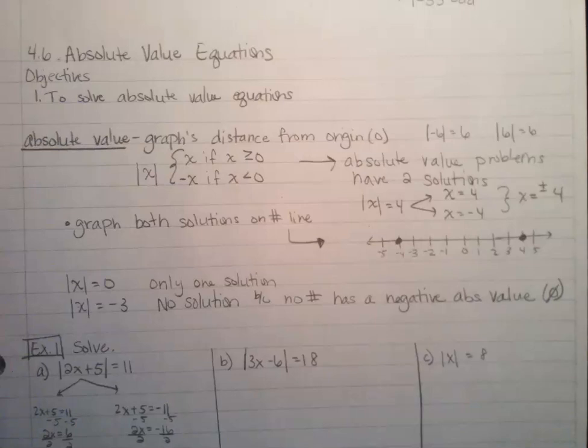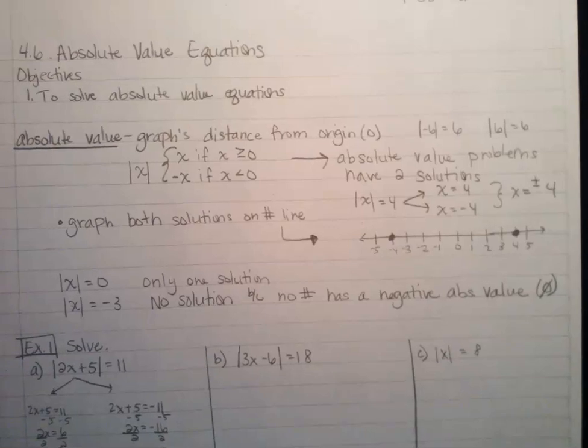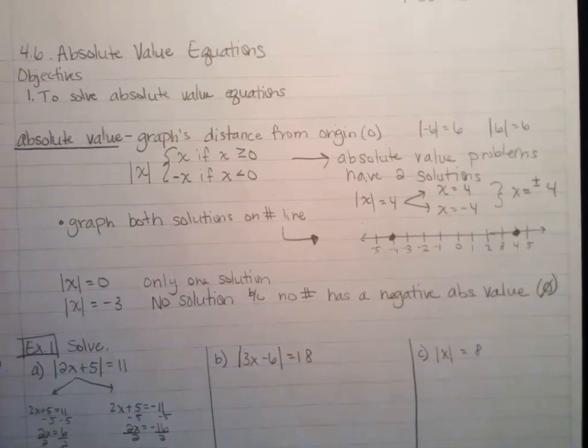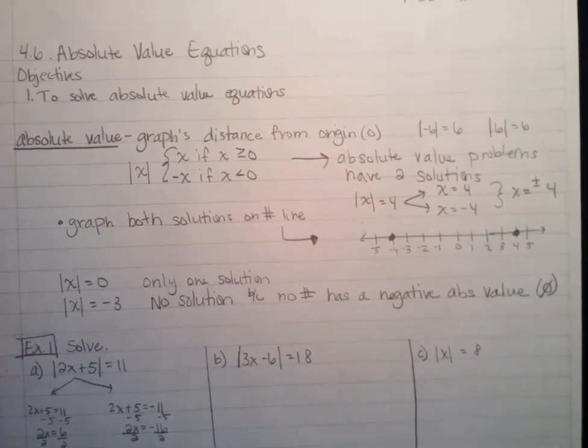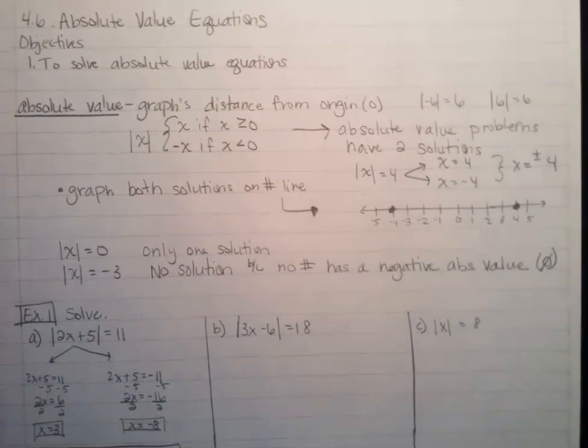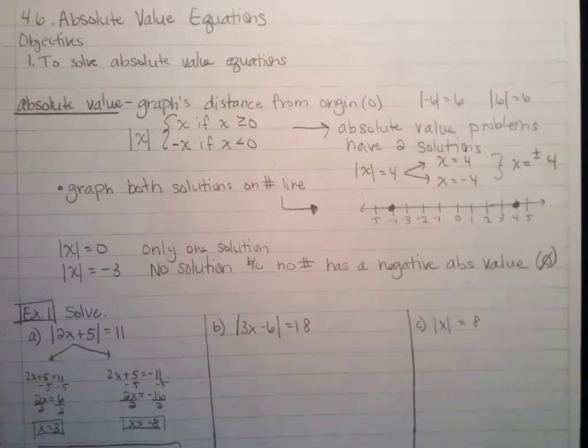All right, so today for algebra, we are doing 4.6. So absolute value equations is where we're going. Our objective is to solve absolute value equations today. Trying to straighten that up a little bit. So we're going to be solving absolute value equations, which Cameron was super excited about when he saw that. So I'm stoked that he's excited.